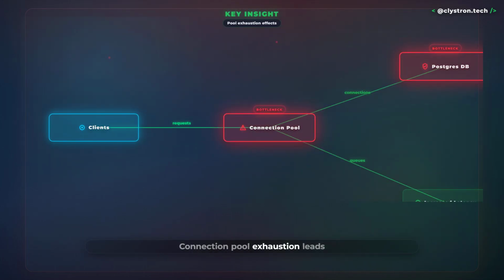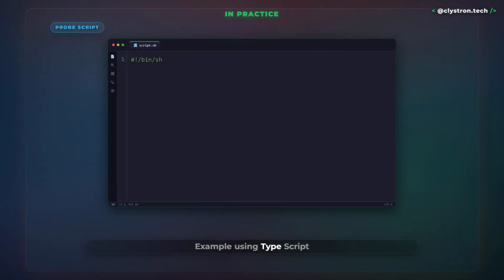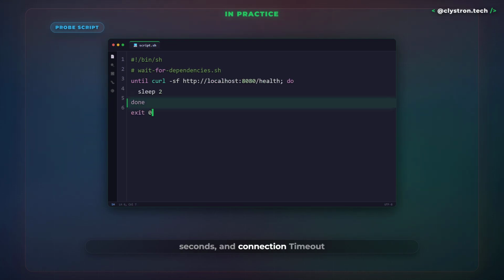Connection pool exhaustion leads to queued queries, increasing latency and causing timeouts. Monitor pool usage closely and adjust pool size based on workload patterns and Postgres capacity to avoid bottlenecks. Example using TypeScript pg Pool: configure max connections, idleTimeoutMillis to close idle connections after 30 seconds, and connectionTimeoutMillis to fail fast if a connection cannot be established within 2 seconds, optimizing resource use.